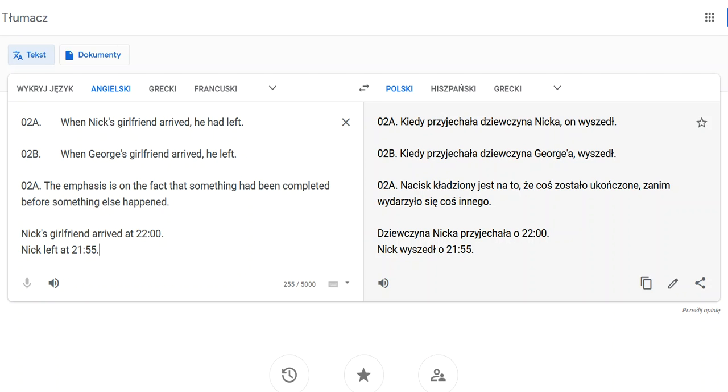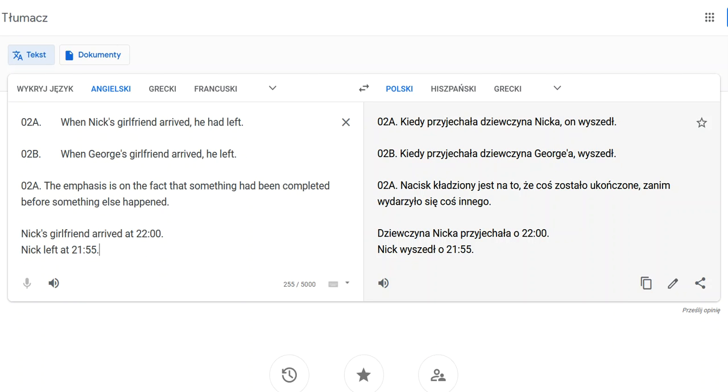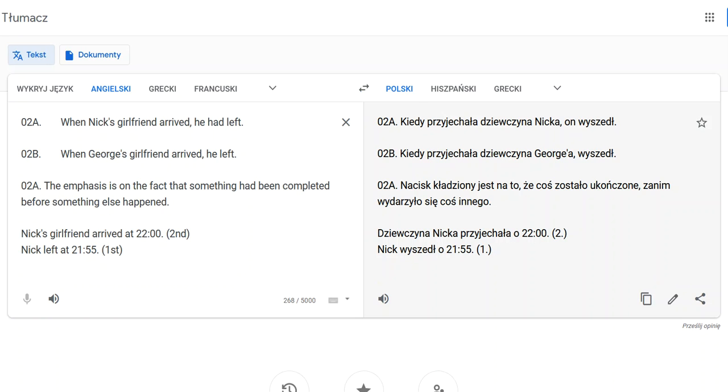So what happened first? Chronologically speaking, okay? This happened first, okay? This is first. And this happened second. I repeat, chronologically speaking, okay? Chronologicznie rzecz biorąc. Okay, I don't know if that makes sense in Polish.